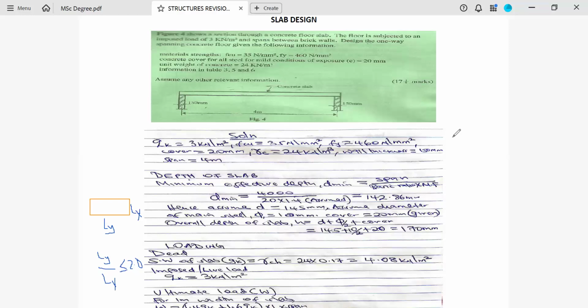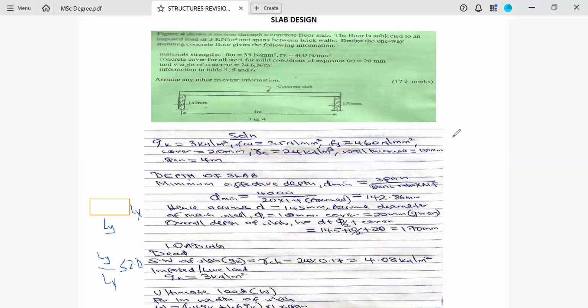Now looking at these, I think as we did the other one, we shall proceed. One, we obtain all the information given in the question. We have imposed load, 3 kilonewton, strength of concrete, strength of steel, wall thickness. And now here, they have told us it is a one-way slab.